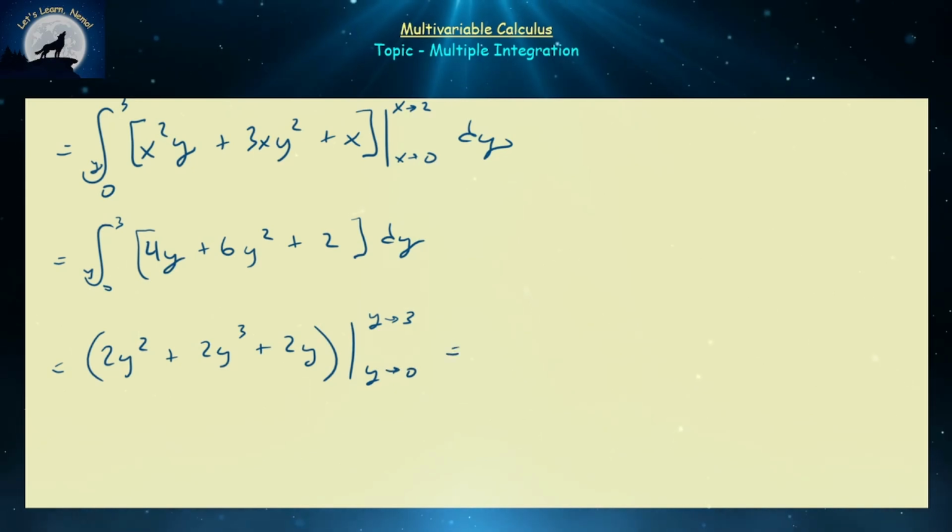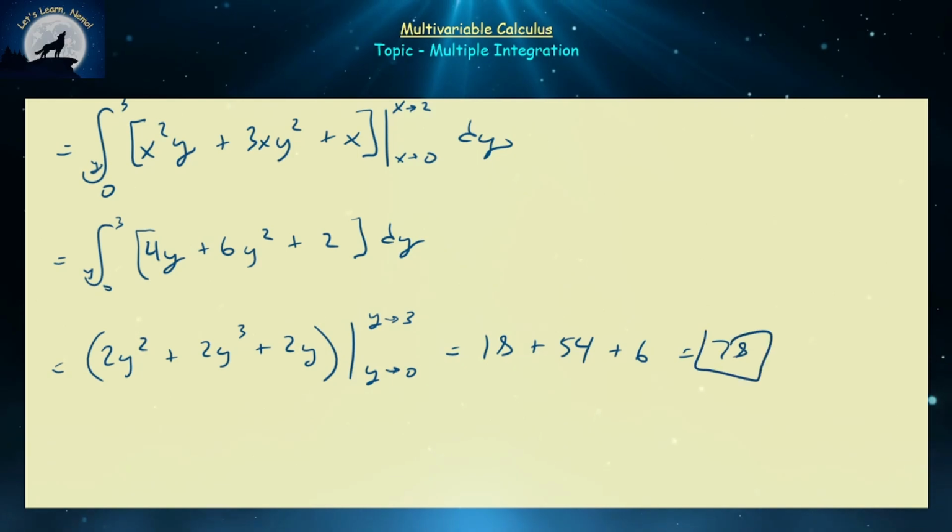So that's going to be equal to 3 squared, 9 times 2 is 18, plus 3 times 3 is 9, times 3 is 27, times 2 is 54, and then 3 times 2 is going to be equal to 6. 54 plus 6 is going to be equal to 60, plus 18 is going to be equal to 78.